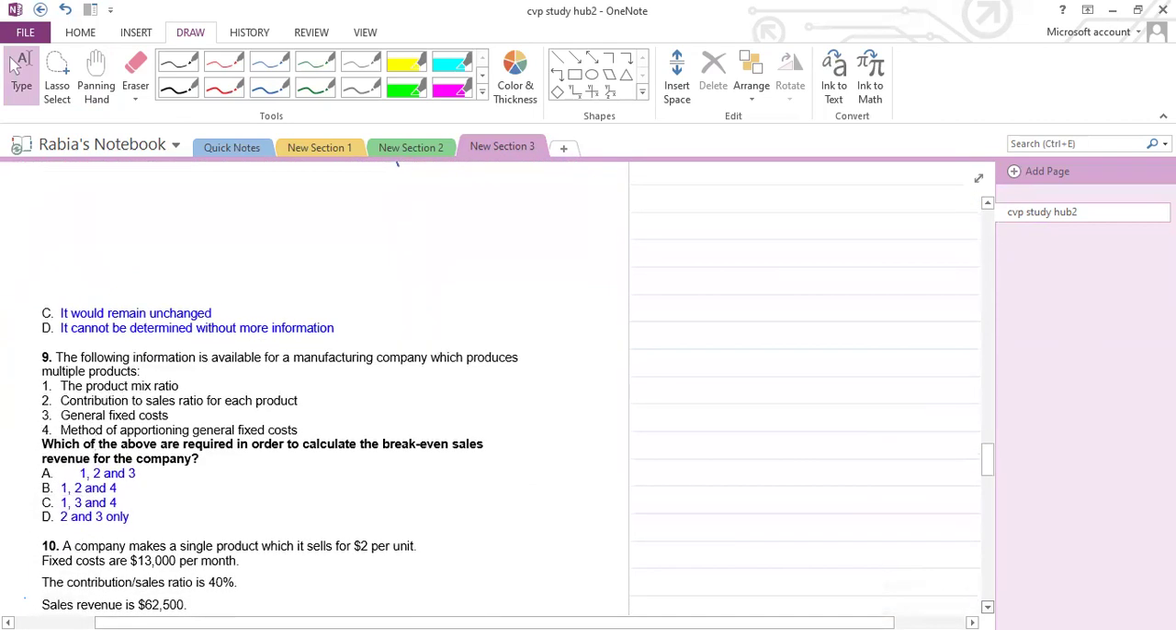Now, question number 9. The following information is available for a manufacturing company which produces multiple products. The product mix ratio, contribution to sales ratio for each product, general fixed cost, method of apportioning general fixed cost. Which of the above are required in order to calculate the break-even sales revenue for the company? Method of apportioning general fixed cost is not included. So 1, 2, and 3 are all the correct options. Option A is the right option.